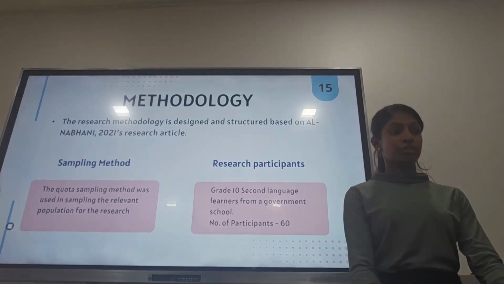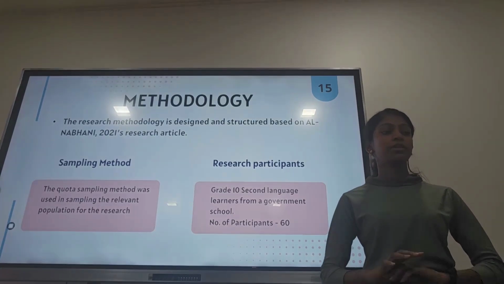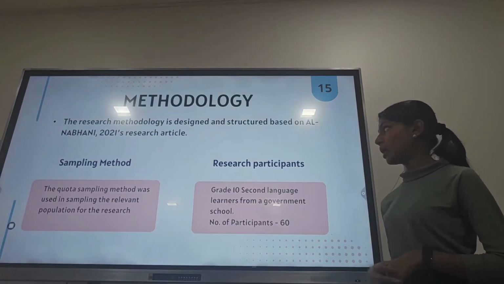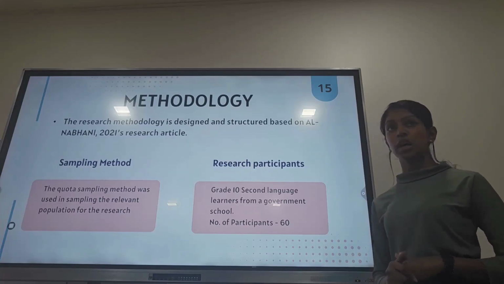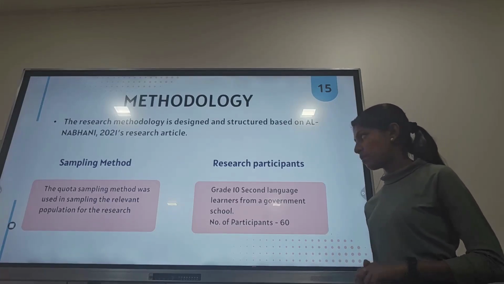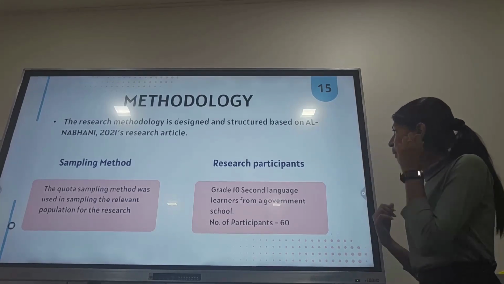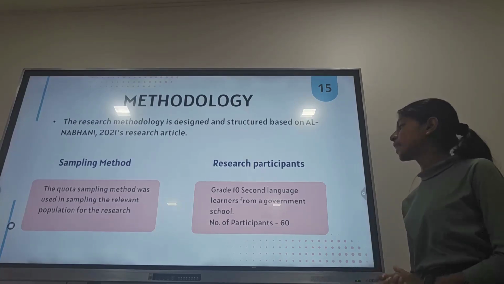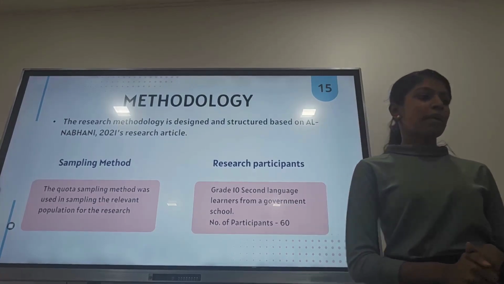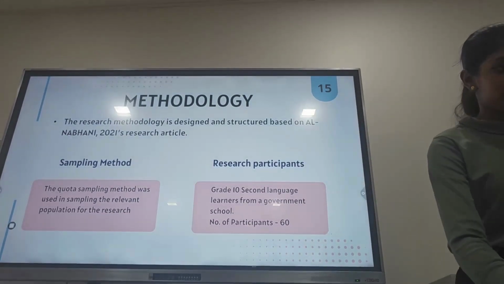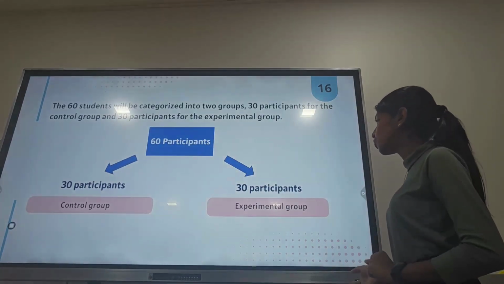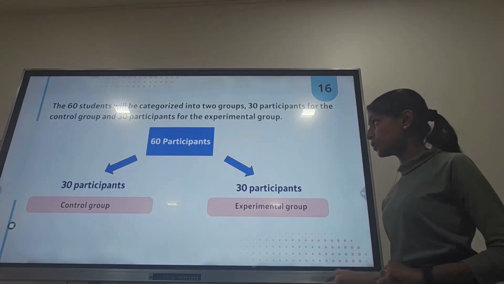Moving on to my methodology chapter. So my whole methodology chapter is designed and structured according to A.L. Naphani 2021's research article. My sampling method for the research is the quota sampling method, and my research participants are grade 10 second language learners from a government school in Negombo, and there were 60 participants. The 60 participants were divided into two groups as the control and the experimental group.